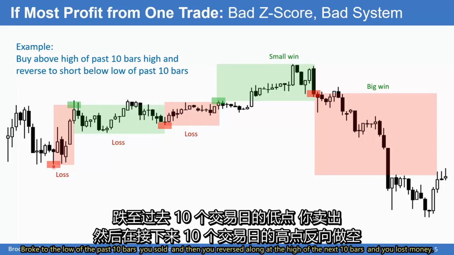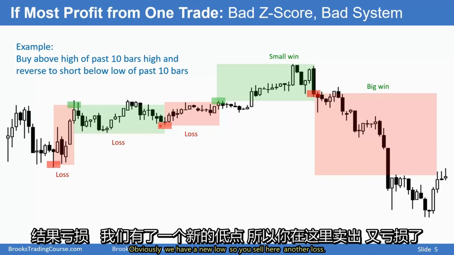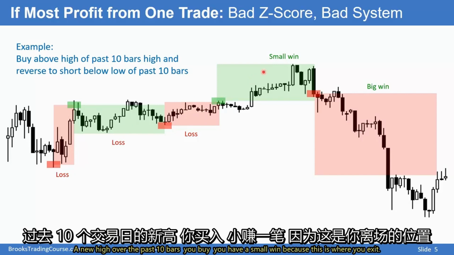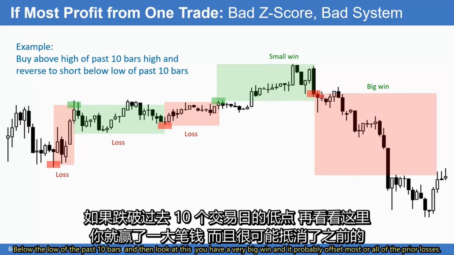It broke to the low of the past 10 bars, you sold. And then you reversed long at the high of the next 10 bars. And you lost money, obviously. And we have a new low, so you sell here. Another loss. A new high over the past 10 bars, you buy. You have a small win because this is where you exit below the low of the past 10 bars.